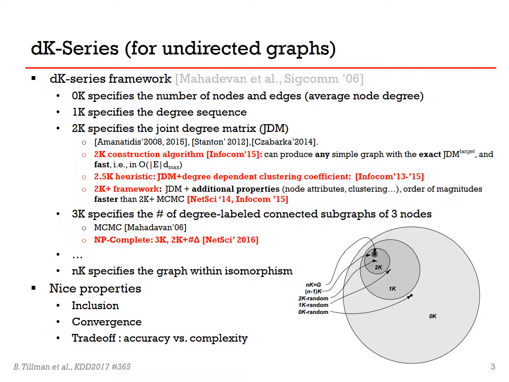Nice properties of the dK series are inclusion, convergence, and the trade-off between matching graph properties with higher accuracy and the increasing complexity of defining input distributions or algorithms for construction. Our earlier contributions to this field are highlighted in red, and for a more detailed introduction to this topic, I invite you to read the paper.